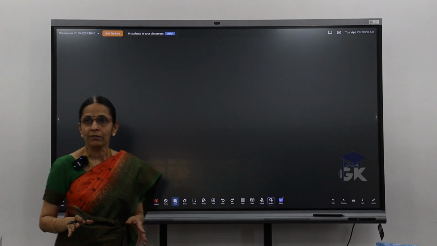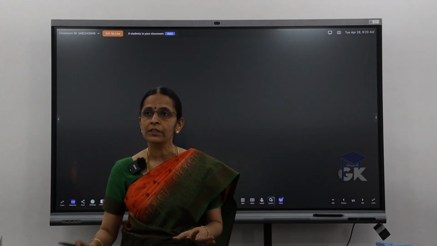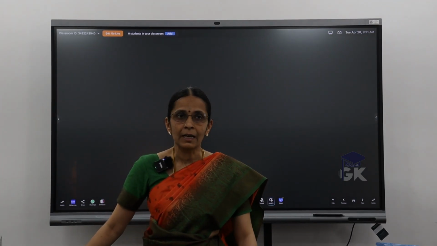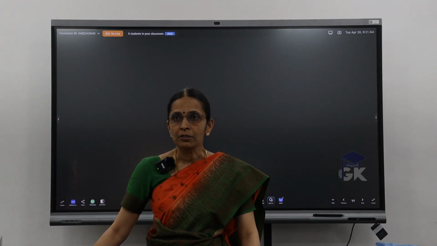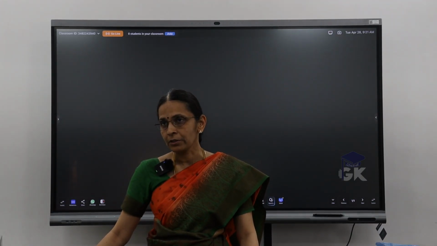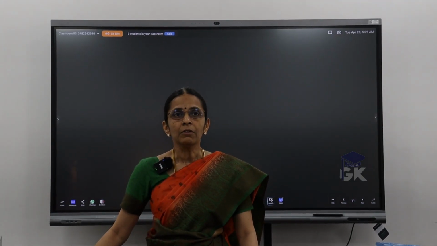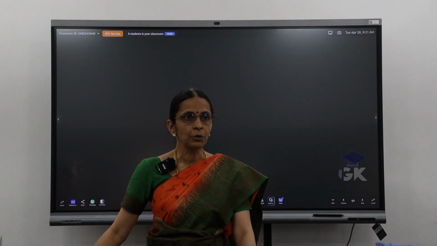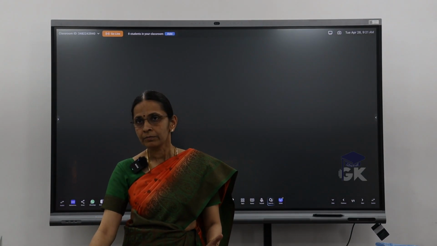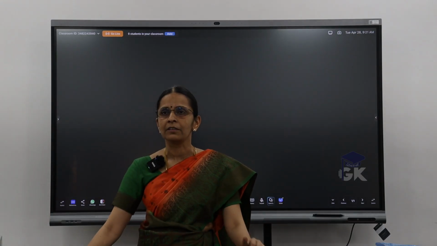So yesterday what we have learned is basically the usage of the lab equipments, say your regulated power supply, your function generator, and then the digital storage oscilloscope. Today we will start with few of the experiments. So the first experiment that we will be doing is rectifier, then the filter, followed by the regulator.